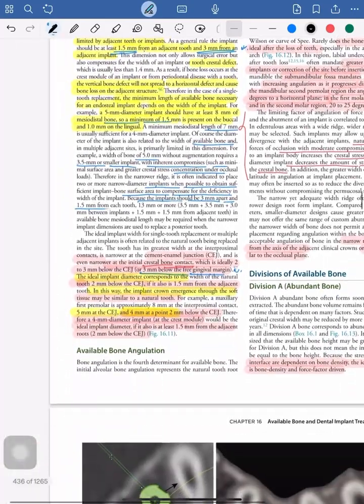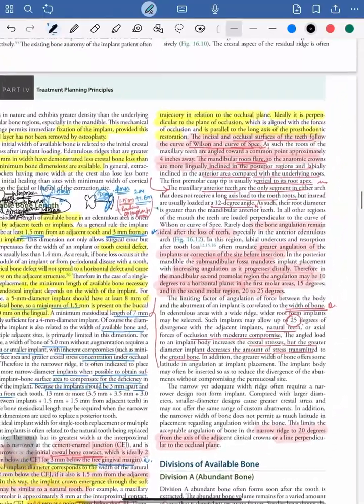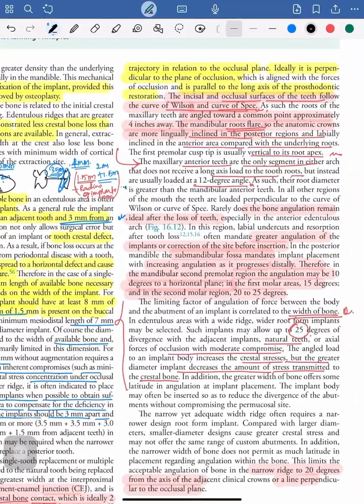Now it's available bone angulation. We see that the angulation is actually perpendicular to the plane of occlusion, except in the case of the maxillary anterior, where there is slight angulation. And this angulation follows the curve of Wilson and curve of Spee. Again, a conventional prosthodontic thing, so you need to stick to the basic principles. If you are good with basic prosthodontics, if you are good with basic surgery, implantology won't be a difficult thing for you.